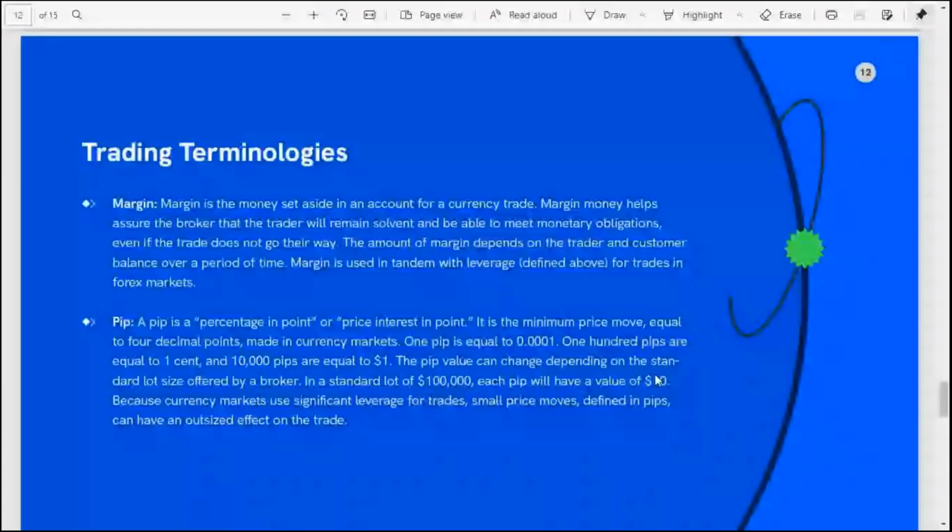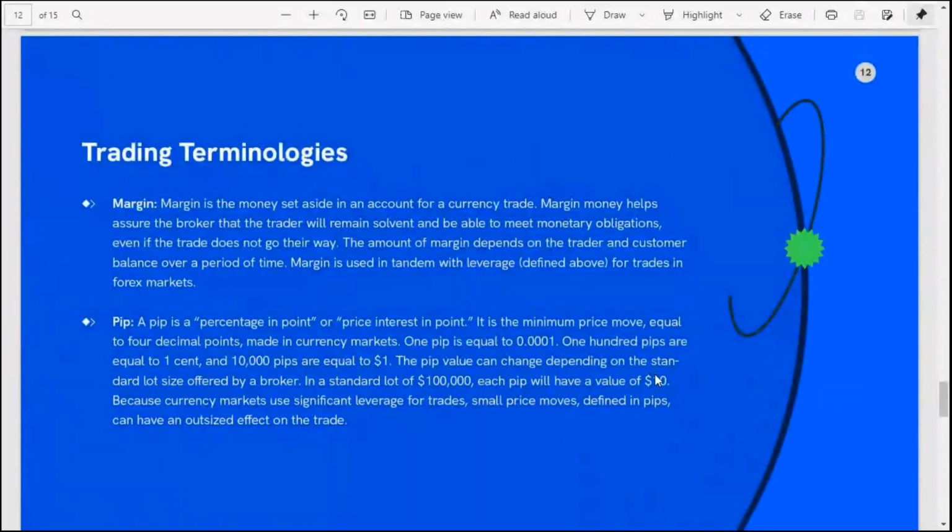A pip is basically called percentage in point or price interest in point. It is basically the minimum price move, which is equal to 4 decimal points made in the currency market. Now, let me tell you something. PIP is the cornerstone for everything within the financial market. It's going to be the cornerstone for you calculating your take profit and your stop loss. That's what PIP is about. It's the cornerstone for everything.